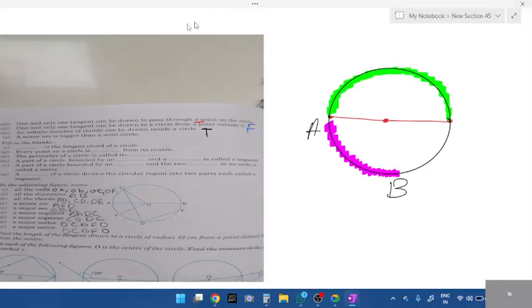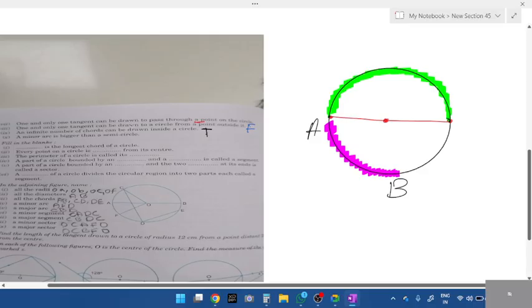So is it true or false? Is the pink one greater? No. So that is what they have asked here: a minor arc is bigger than a semicircle. False. A minor arc is not bigger. A major arc is bigger. So the answer is false.